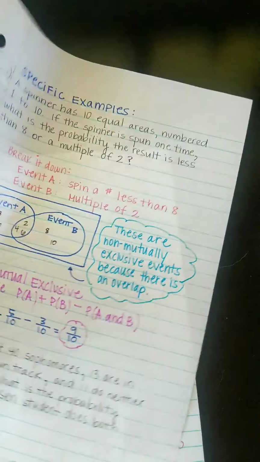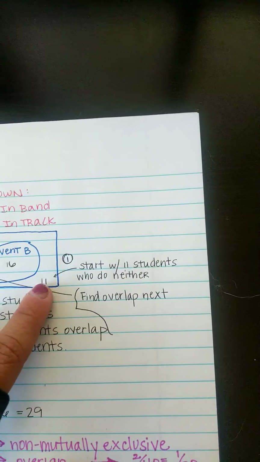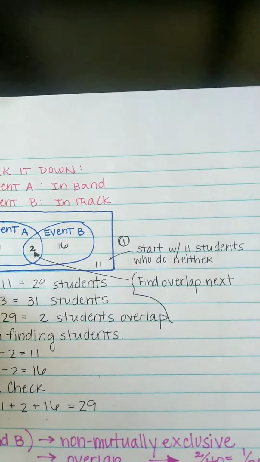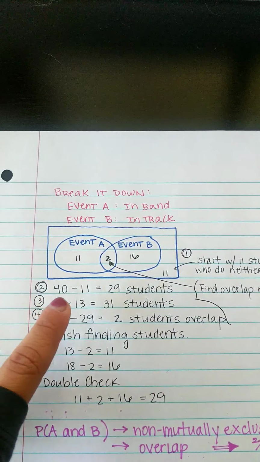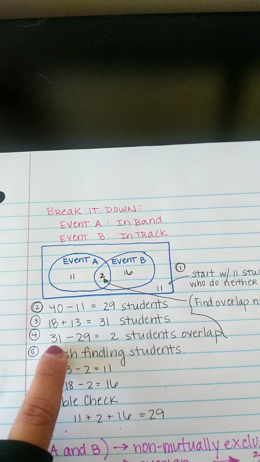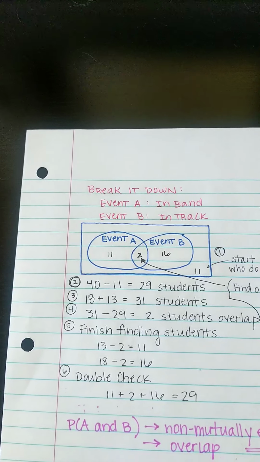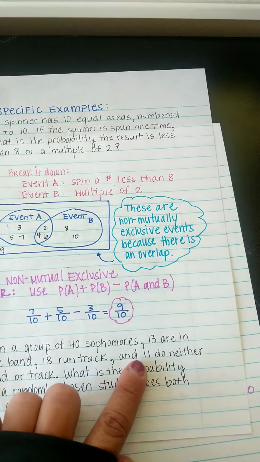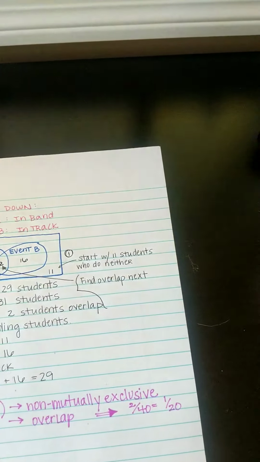So what I need to do is I need to start by finding my overlap. So I start with the 11 who are doing neither, if I want, and I put those in there. Then I took the 40 minus the 11, and I said that's 29 students, okay? However, between the 18 and the 13 who do band and track, we have 31, okay? So I then subtract, and I get 31 minus 29, which means there's 2 students of overlap. You can do this in whatever order you wanted to. If you wanted to add the initial numbers and say, oh, there's 13 plus 18 plus 11, you'd get 42, and if you subtract that from the 40, there's 2 overlapping still.